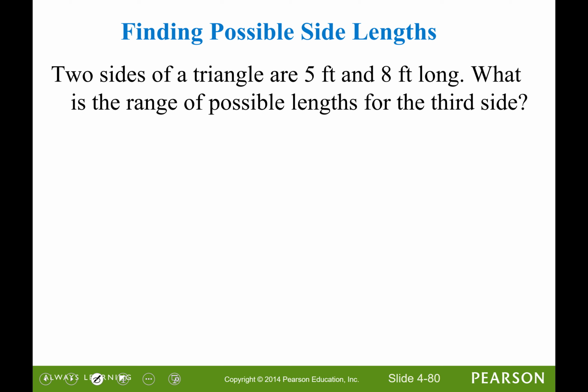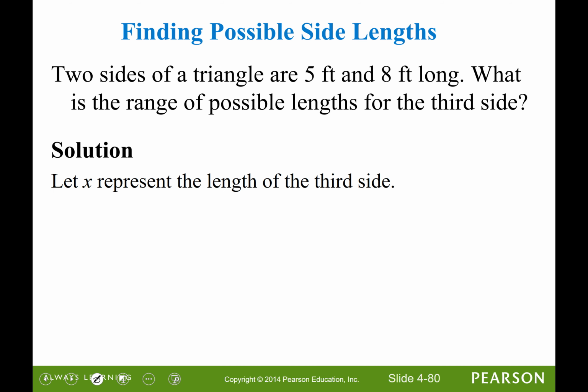Finding the possible side lengths can be done using that theorem as well. Two sides of a triangle are 5 feet and 8 feet long, let's say. What is the range of possible lengths for the third side? Okay, to find the range, let's call X the third side. So we've got a side that's 5, a side that's 8, and we want to know the range X could be. It's real simple to do.